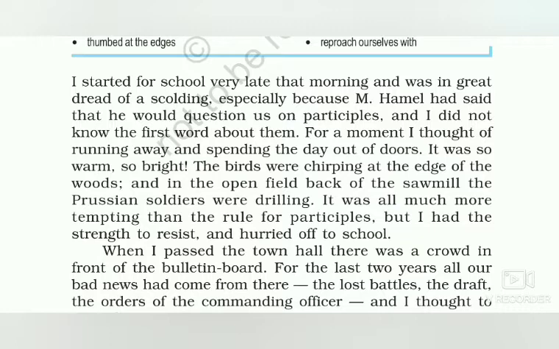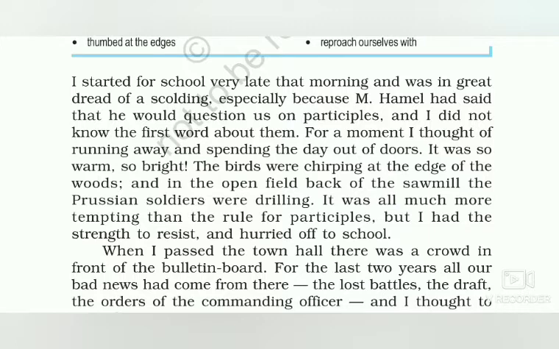On a fine morning, what happened? The boy Franz was scared as he was late for school that day. And also he was scared of his teacher M. Hamel, who had given him a task of memorizing the topic of participles. And he did not know anything at all about participles. So he was very scared of the teacher and also of being scolded by the teacher.